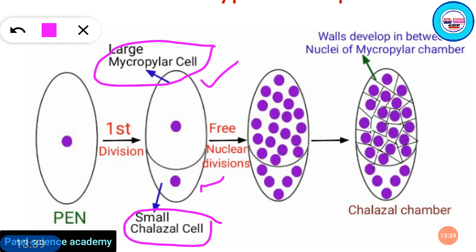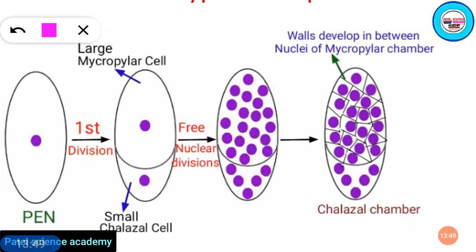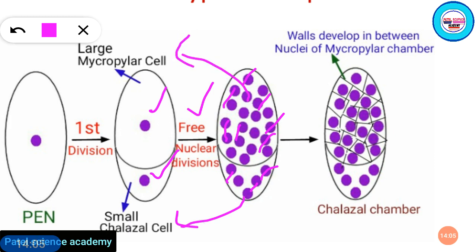So what happens with this smaller one and the larger one, which have this nucleus? It goes for free nuclear division, and the nucleus from this micropylar as well as from this chalaza cell divides and redivides and converts into many nuclei. Likewise here, these are the nuclei of the chalazal cell, and these are the nuclei of the micropylar cell. So nuclei are dividing, but thereafter what is happening?